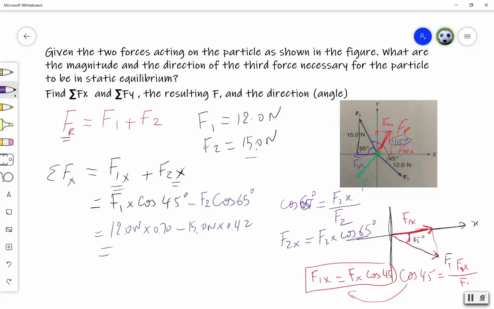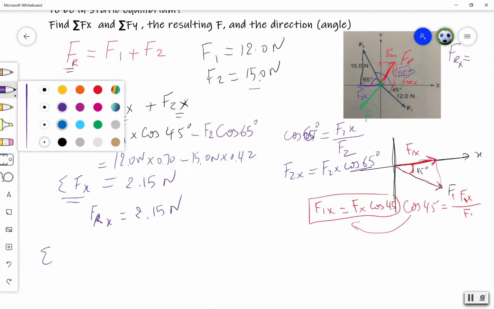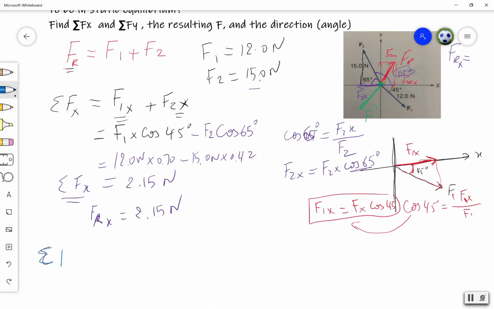And this gives me exactly 2.15 Newton, the sum of Fx. The sum of Fx is the component of the FRx. So FRx, the resultant x, equals 2.15 Newton. Okay, now we need to do the sum of Fy, in the y direction.